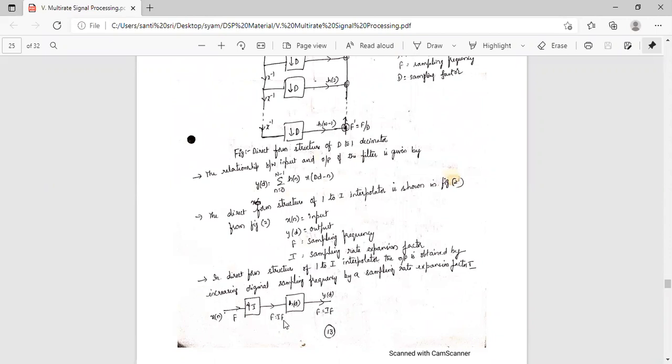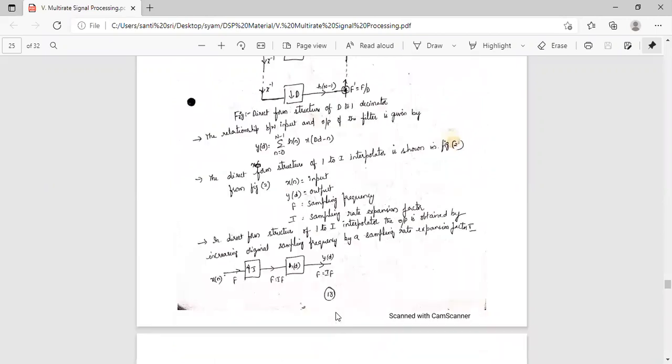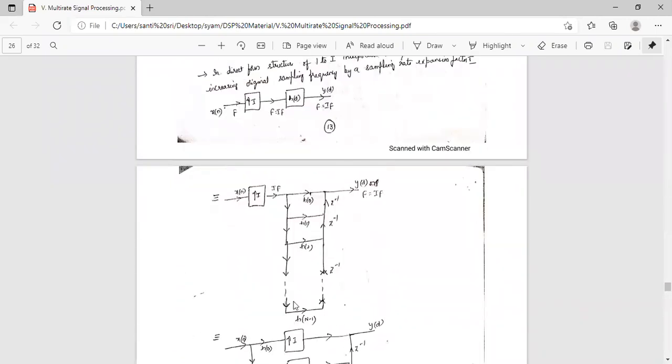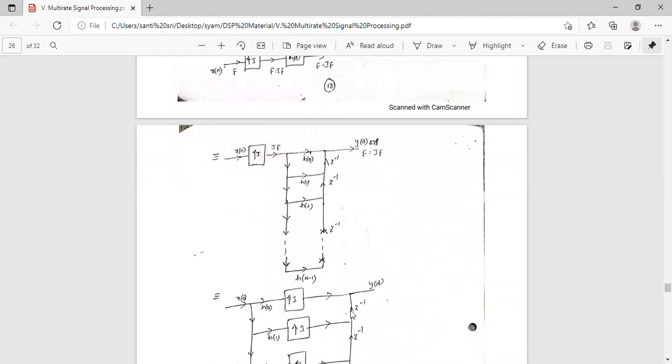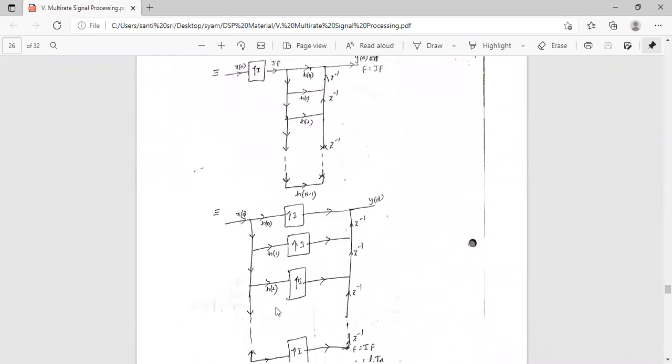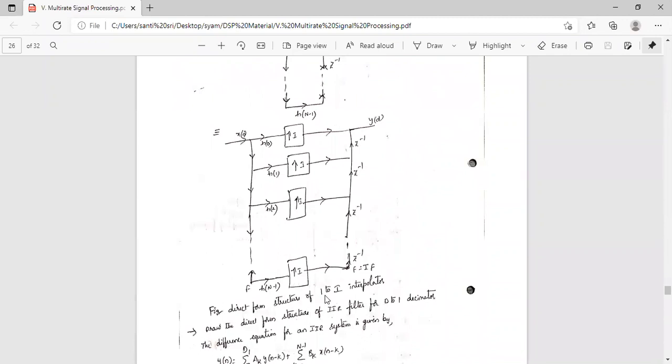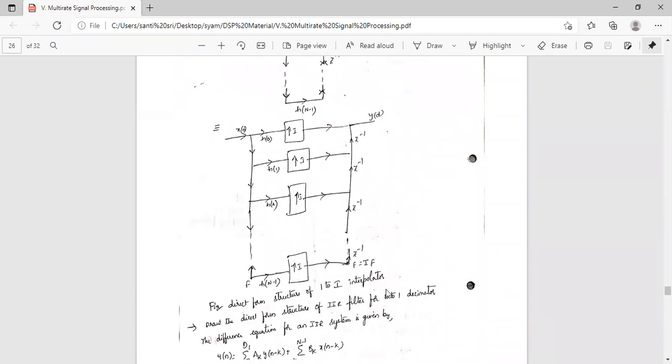So f dash equal to I f, right? So this can be drawn like this: I, h of 0, z power minus 1, z power minus 2 into h of 2, z power minus 3 into h of 3, z power minus 4 into h of 4, like this. So this is y of m, with f dash equal to I f. So this can be drawn like this. So these two are identical. So this is the direct form structure of 1 to I interpolator.